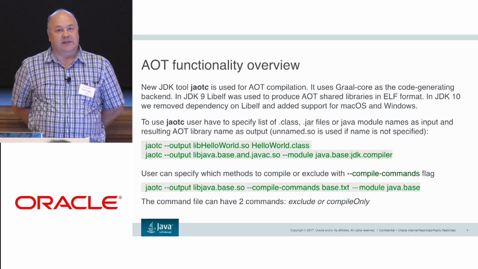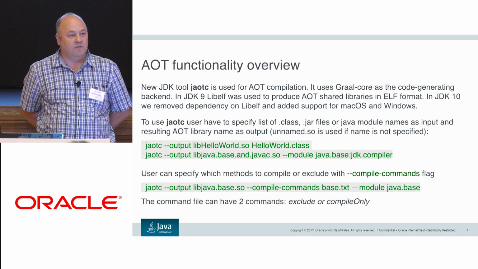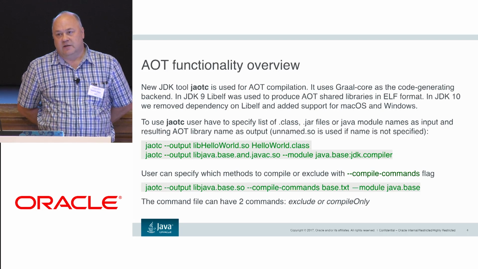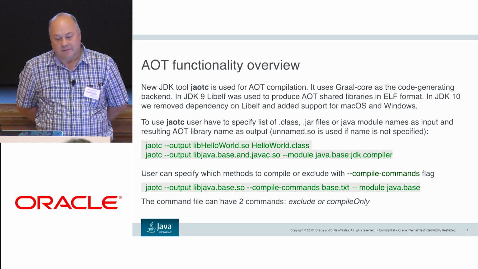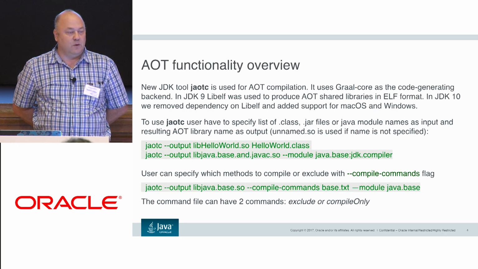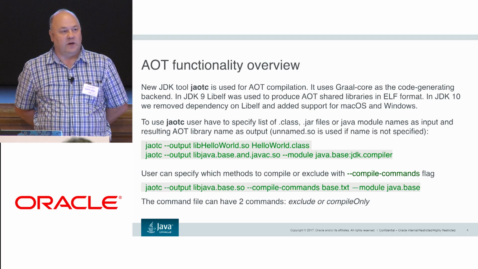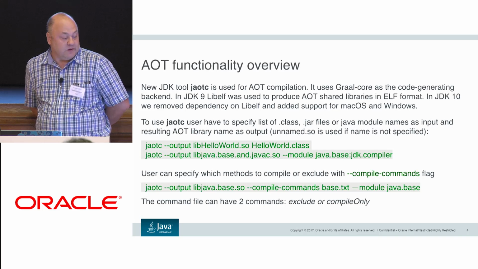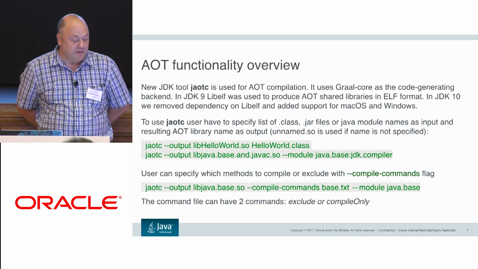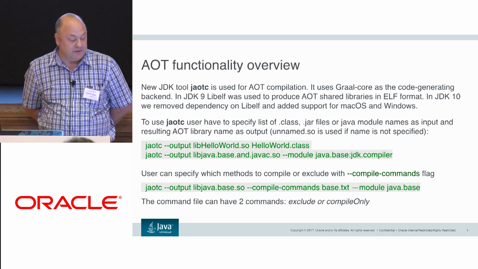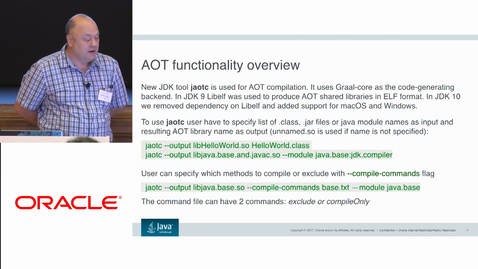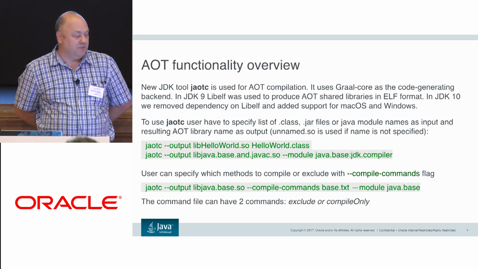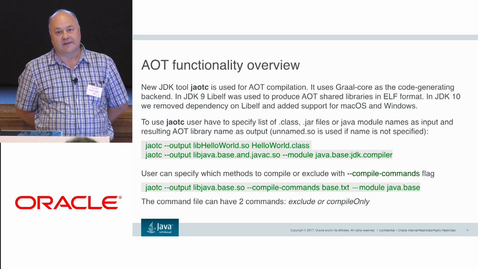A new jaotc tool for AOT compilation was added to the JDK installation. It uses Graal as a Java compiler and code generator. It's only available on Linux x64 in JDK 9, where AOT is supported. And here's an example of how to use it. Essentially, you specify a list of module names, classes, or jar files. You can also add a compile commands file where you filter, specifying and excluding methods, or compiling only certain methods.